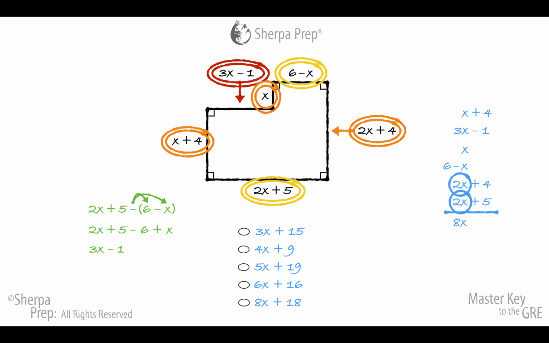Let's combine the whole numbers. 4 plus negative 1 is positive 3. Plus 6 more takes us to positive 9. Plus 4 takes us to 13. And finally, plus 5 takes us to 18. And there you go. That's the proof that here 8x plus 18 is the correct answer.